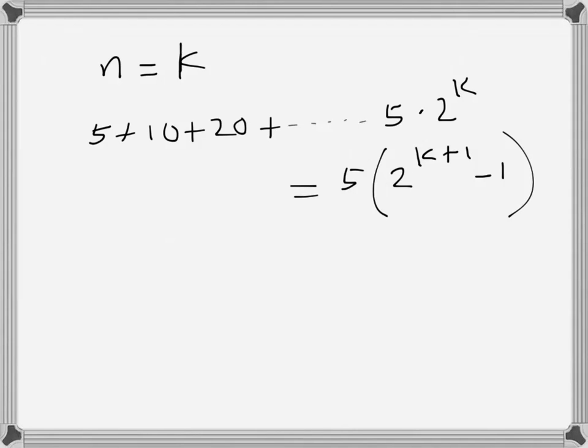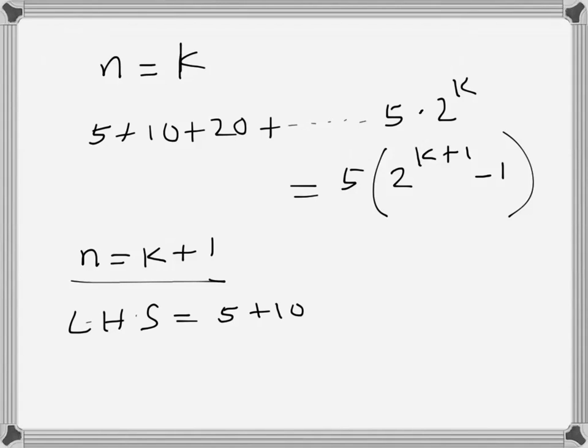Now we see what happens when n is equal to k plus 1. If left hand side is equal to right hand side for n equal to k, we see whether the left hand side and right hand side are equal when n is equal to k plus 1, that is the next natural number. So the left hand side when n is equal to k plus 1 is 5 plus 10 plus 20 plus up to 5 times 2 to the power k plus 5 times 2 to the power k plus 1. This is the left hand side.